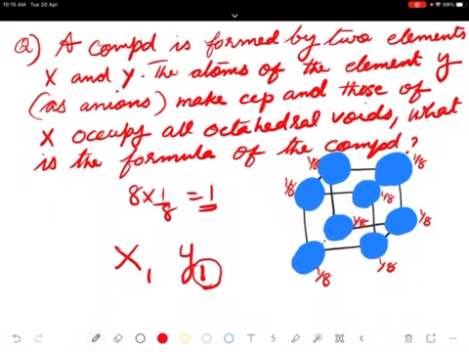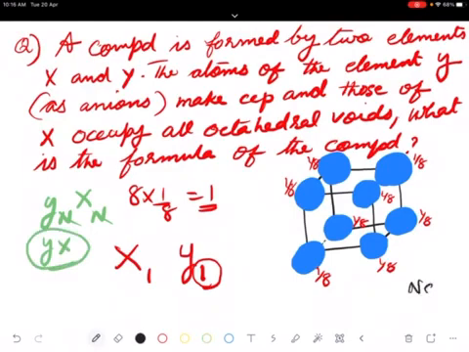For example, let Y be N. Then X will be N. So this N will get cancelled. YX, but we won't write YX because, for example, when you write NaCl, Na plus Cl minus, cation is to be written first. The small atom, or small ion, that is cation, is to be written first. So we'll be writing X first, then Y. So here you'll be writing XY.